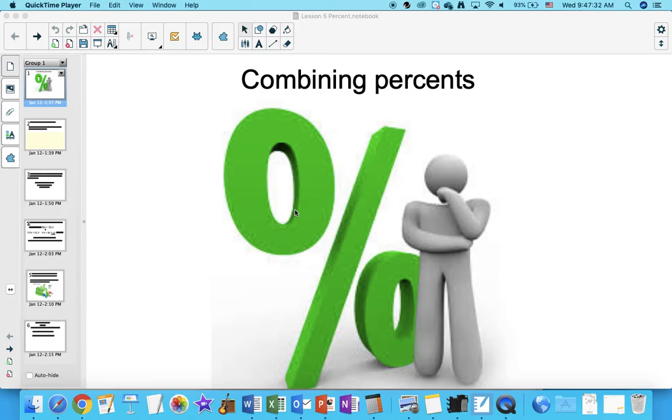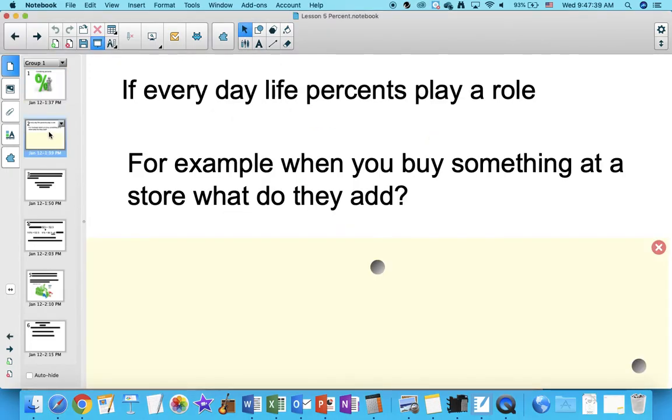You're watching the fifth lesson in percents. In this lesson, we'll be talking about combining percents. So, in everyday life, percents play a role.